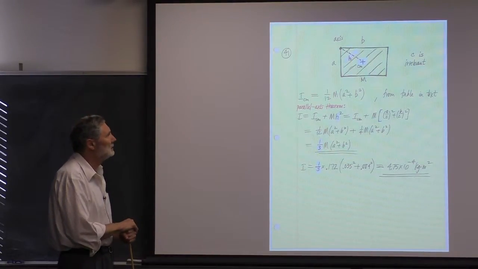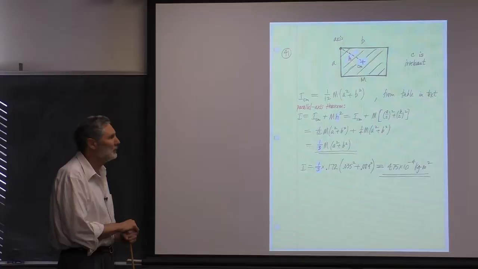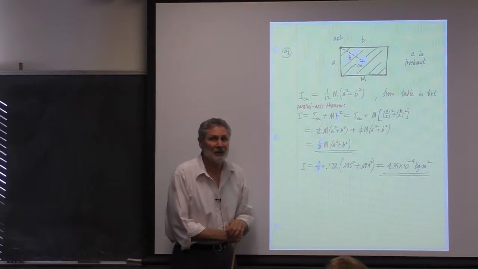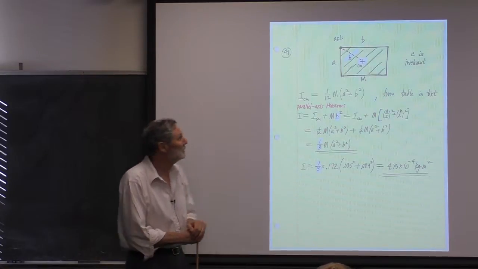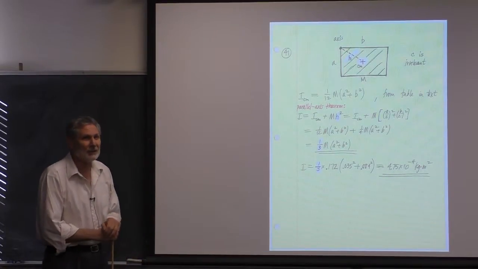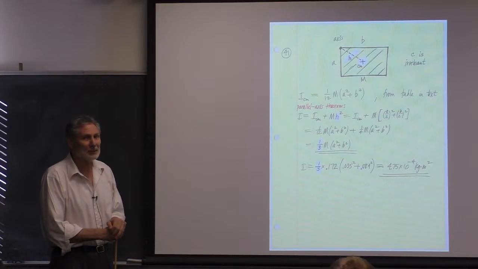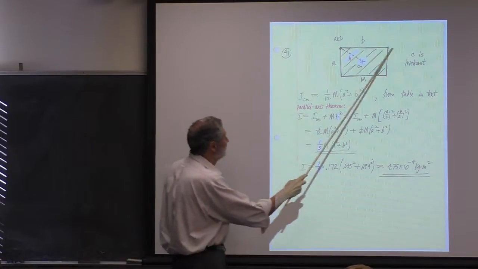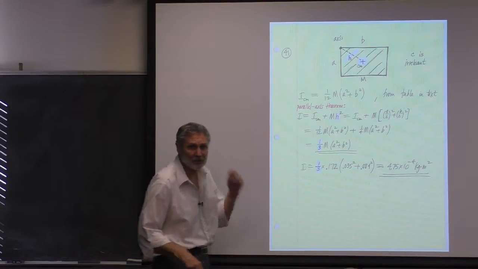Okay, can we check this with something we know? This is true for any values of A and B. So what if we shrink A to 0? What do we have? We still have mass. I want you to imagine there's still mass here, uniform.